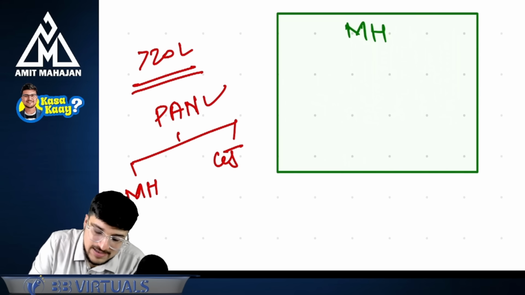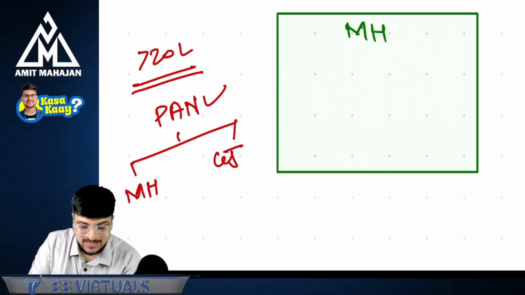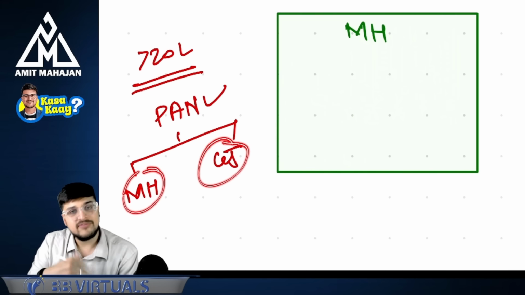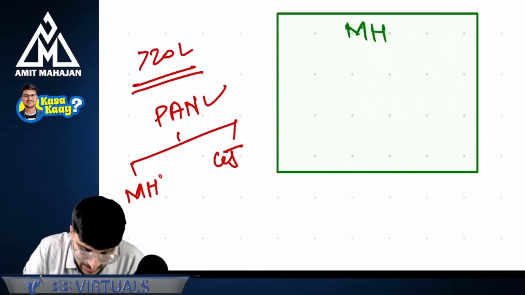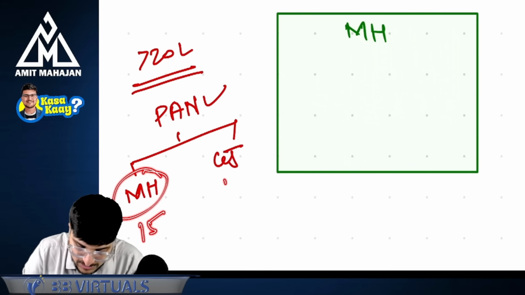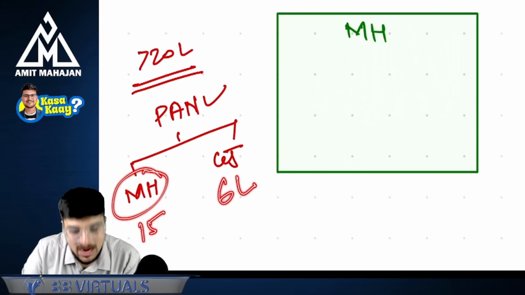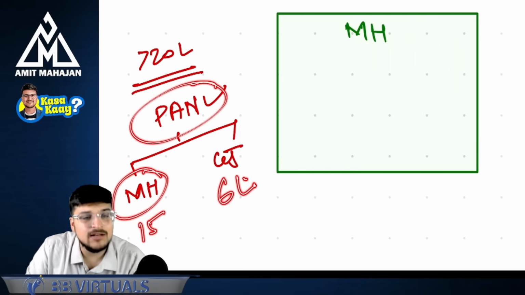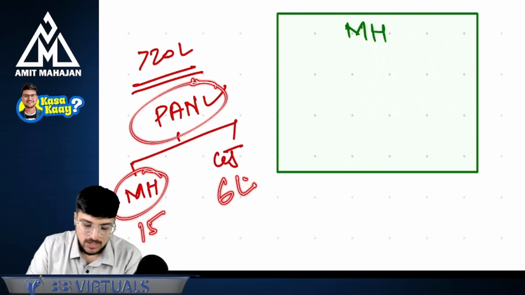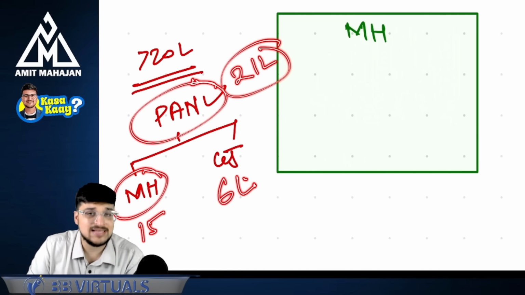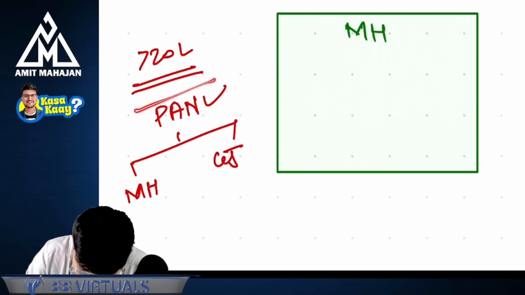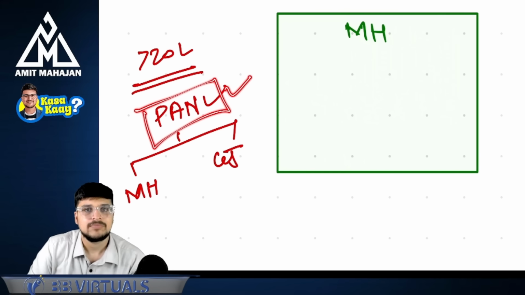Understanding? So, while identifying the turnover, we will not understand this independently, we will understand this together. Maharashtra's turnover is 15 lakhs, Gujarat's turnover is 6 lakhs. I will add everything under this, so it will be 21 lakhs. And since it is exceeding 20 lakhs, for this PAN registration is mandatory.